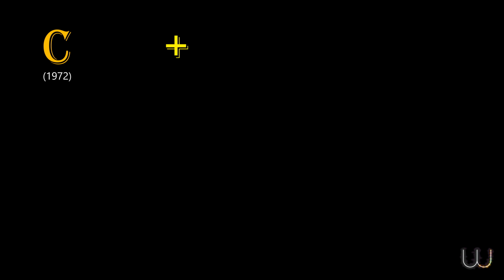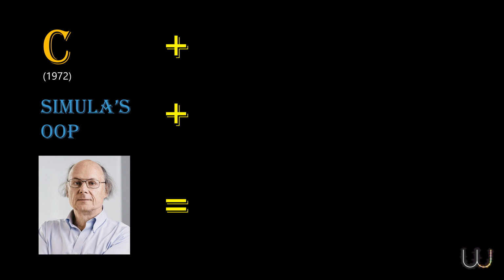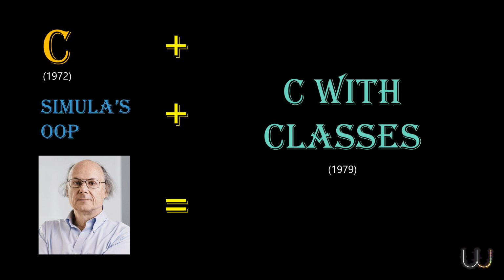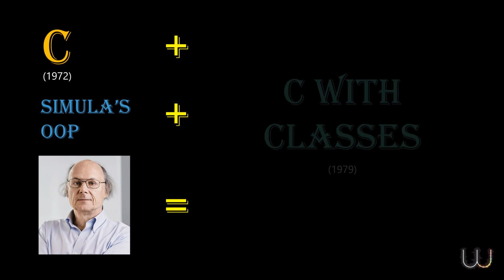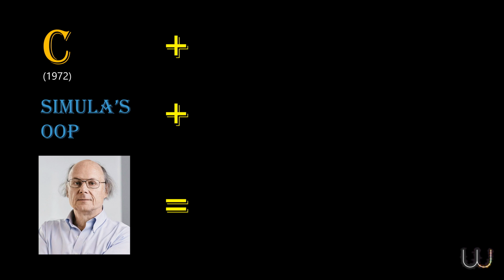So he combined C's speed and style with Simula's OOP elements and his name, and he gave birth to what's called C with classes. This happened in 1979. Later, in 1983, the name was changed to C++, a more familiar name.